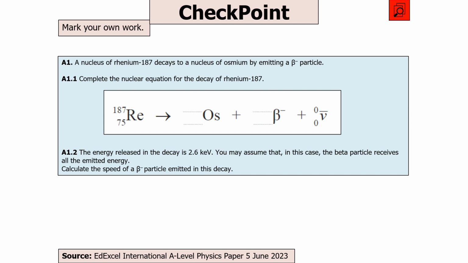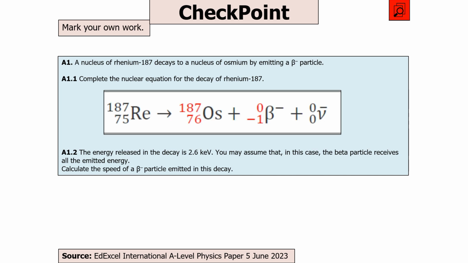Right, in this first one, you've got to remember the beta minus particle is an electron, so it's going to have a value of 0 on the top and minus 1 on the bottom. Now, the numbers on the top have to all add together. So 187 before equals 0 plus another value, which is 187, and then 75 before equals minus 1 plus another value, which is 76.